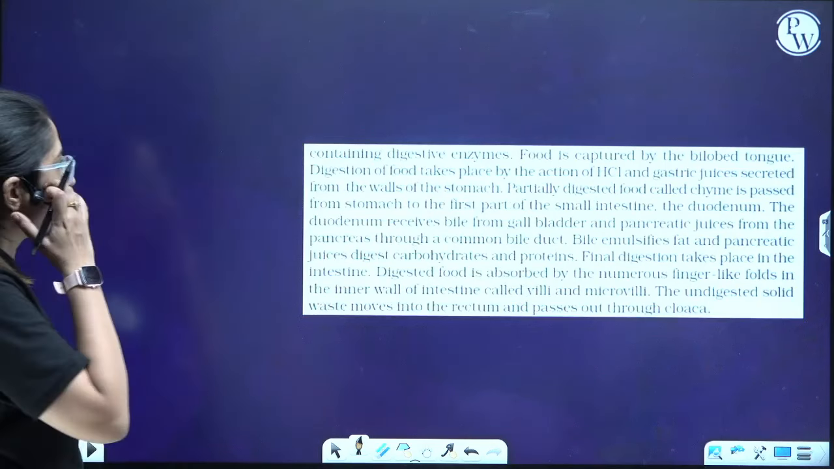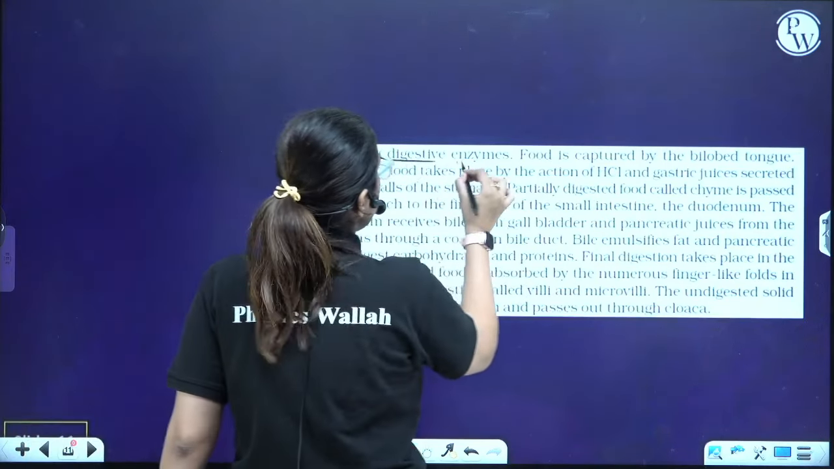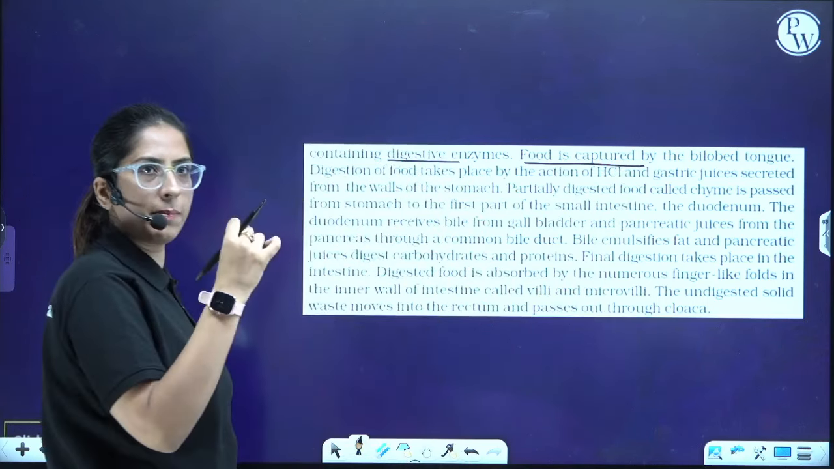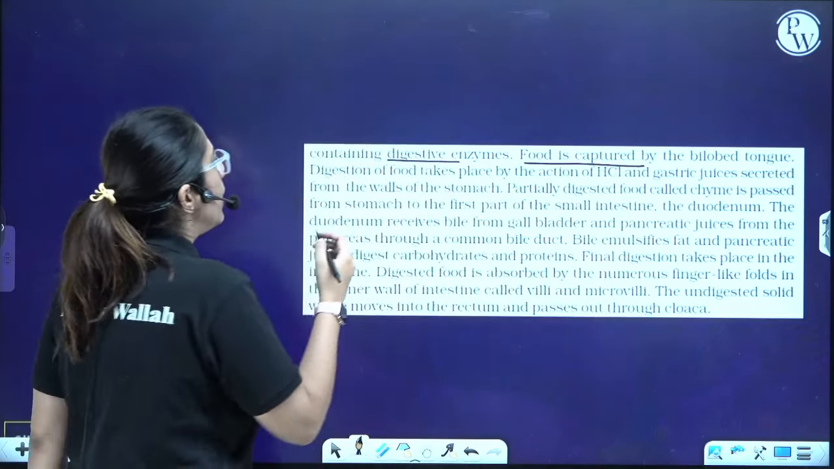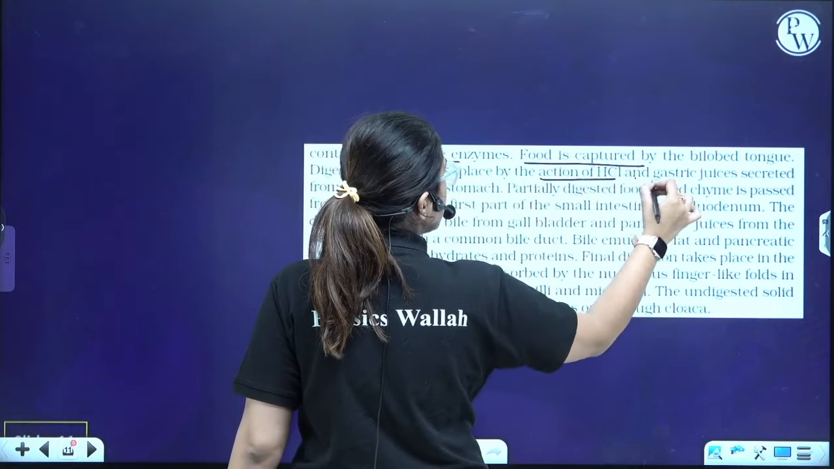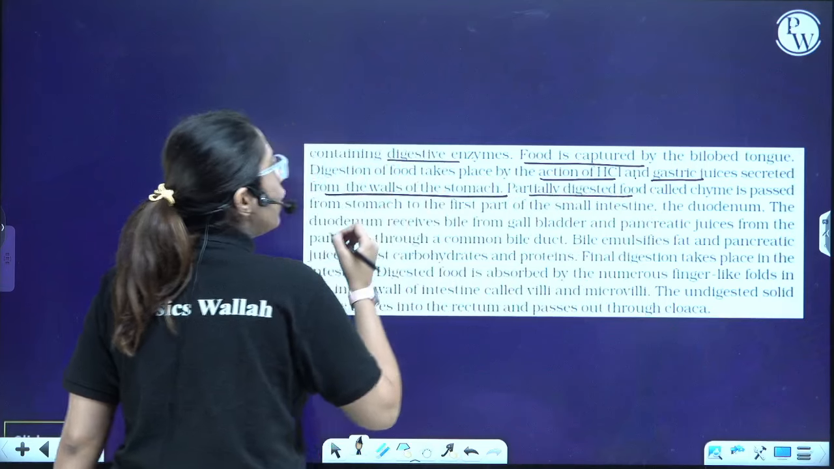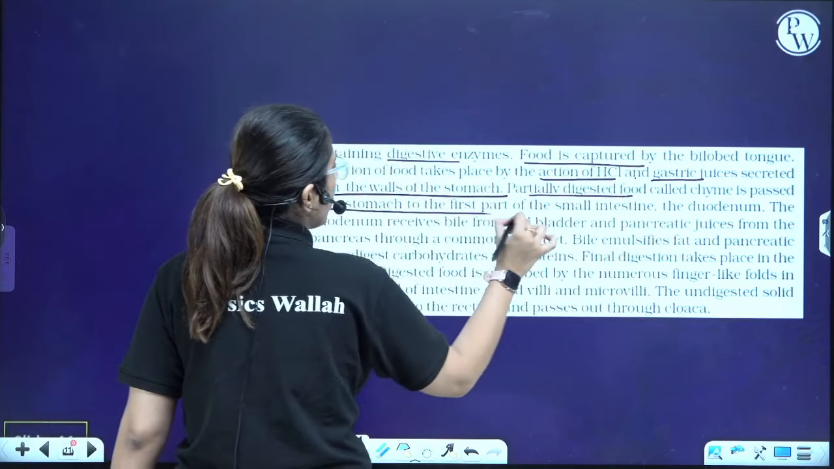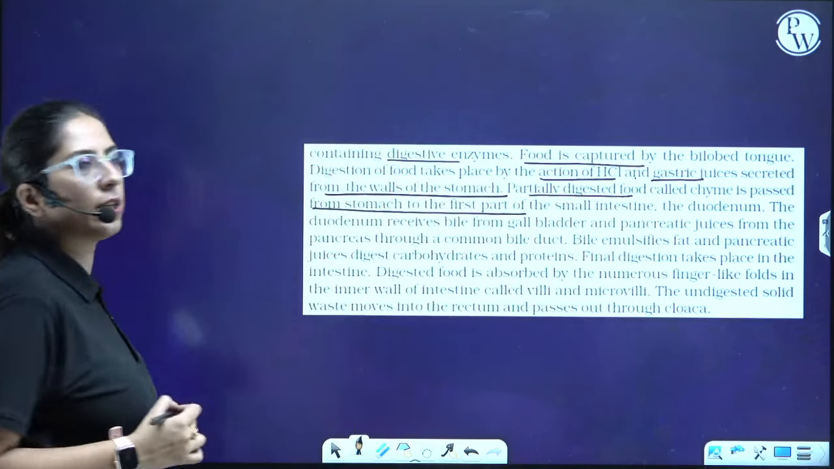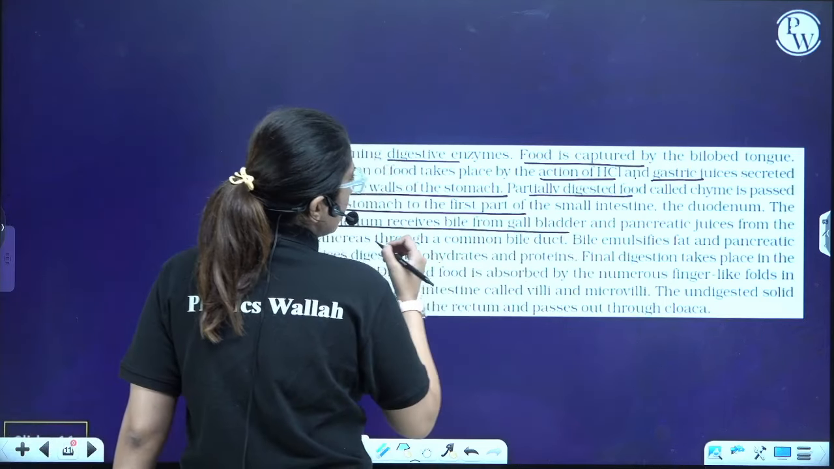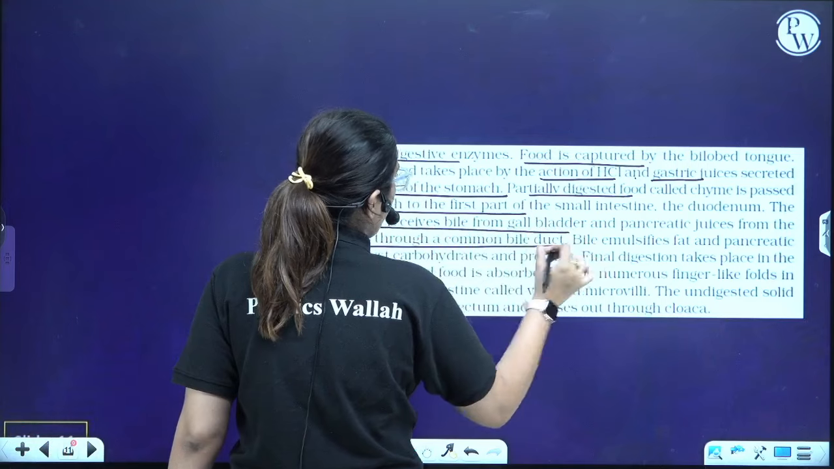Now, next. The pancreas contains digestive enzymes. Food is captured by the bilobed tongue. You remember the bifurcated, bilobed tongue. Digestion takes place by the action of HCl and the gastric juices secreted from the wall of the stomach. Partially digested food, called chyme, is passed from the stomach to the first part of the small intestine. Here also the duodenum is present. The duodenum receives bile from the gallbladder and pancreatic juice from the pancreas through a common bile duct.